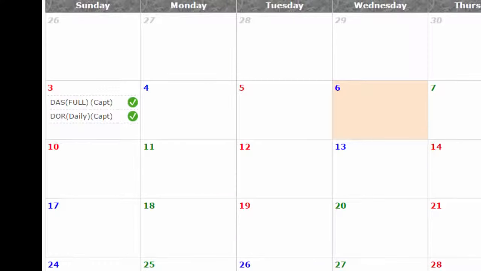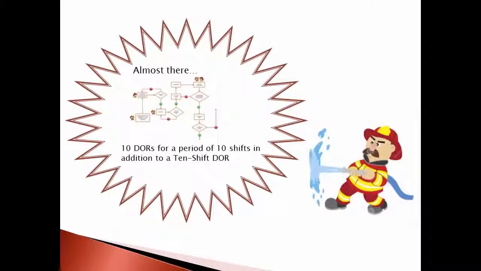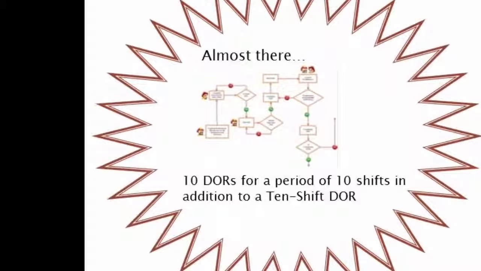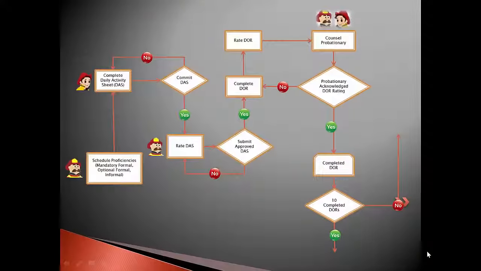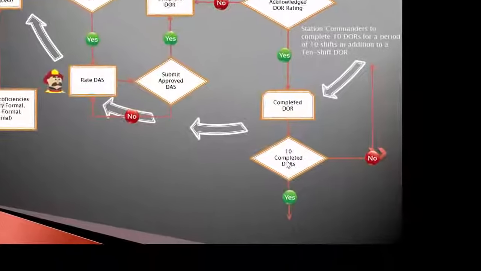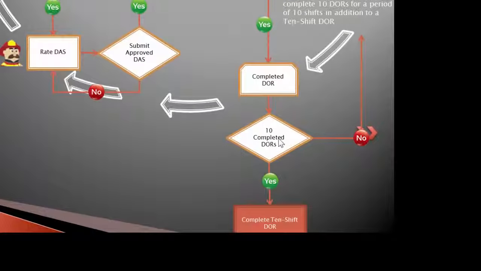We're almost there. Remember this diagram? Here's the section you need to see again. This cycle will repeat until the station commander completes 10 DORs for a period of 10 shifts. Once 10 DORs have been completed by the station commander, they will complete a 10-shift DOR.